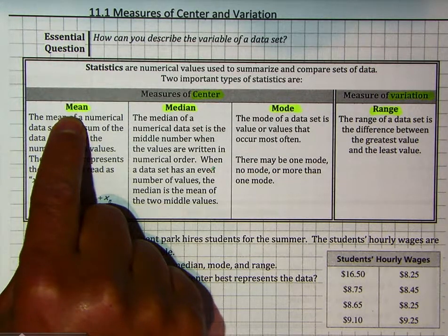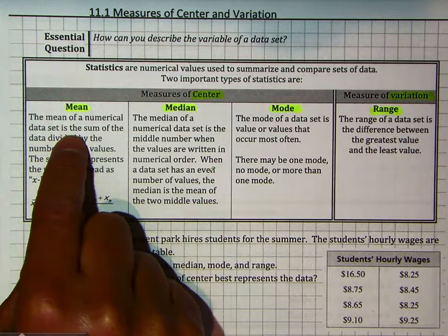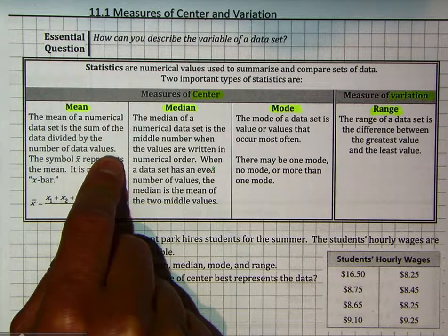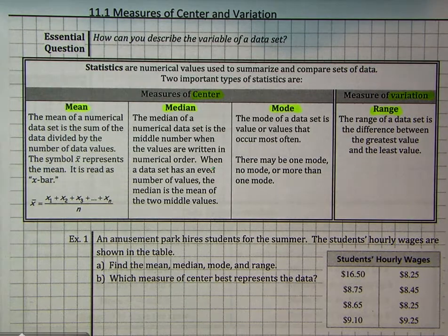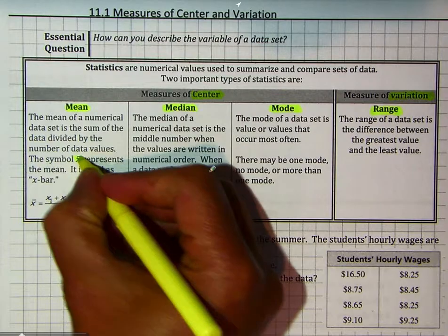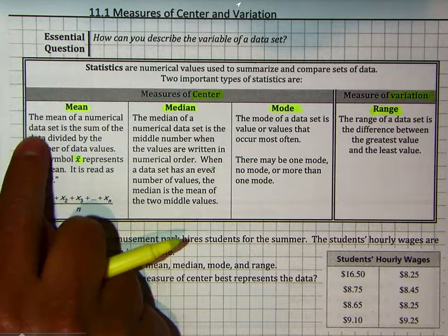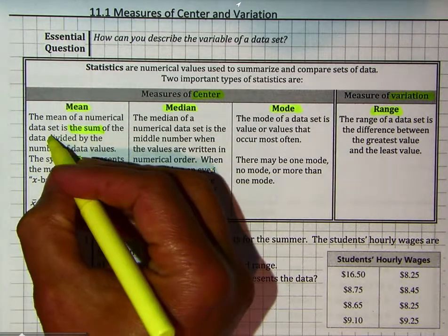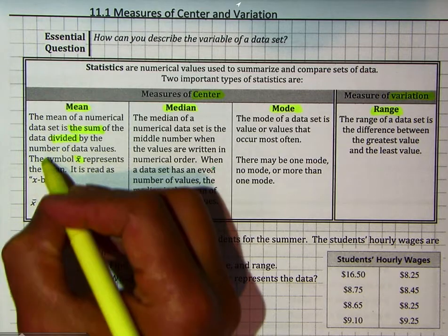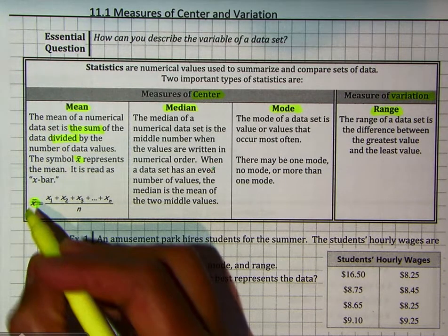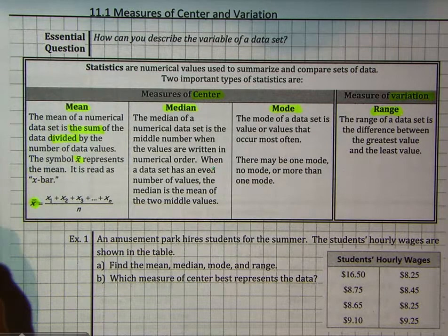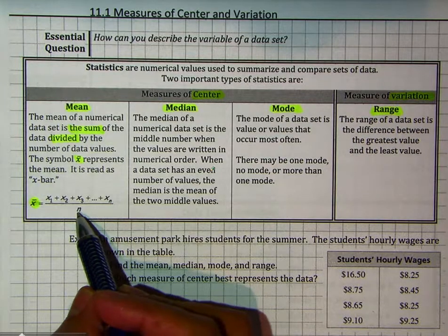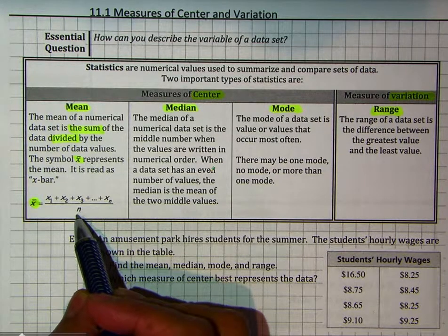So the mean. The mean of a numerical data set is the sum of the data divided by the number of data values. The symbol represents the mean. So to find the mean, you're going to add all the numbers and then divide by the number of data values. And notice that this is the notation which we say x bar. You're going to add up all the numbers and then divide by how many items you have.